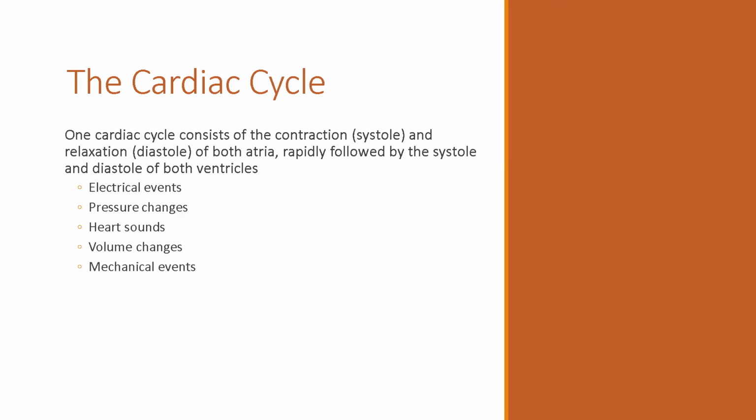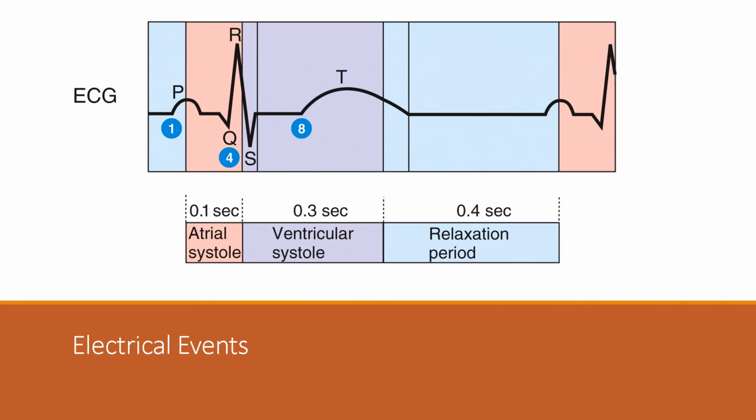Now, in each cardiac cycle, the atria and ventricles will alternately contract and relax, forcing blood from areas of higher pressure to areas of lower pressure. So as the chamber of the heart contracts, the blood pressure within that chamber increases. Now we're going to be looking at all of the events that occur within one cardiac cycle. So the electrical events, the pressure changes in the chambers, even the heart sounds, volume changes of the chambers, and the mechanical events that occur. So in this first slide here, we're looking at the electrical events that occur during a single phase of a cardiac cycle.